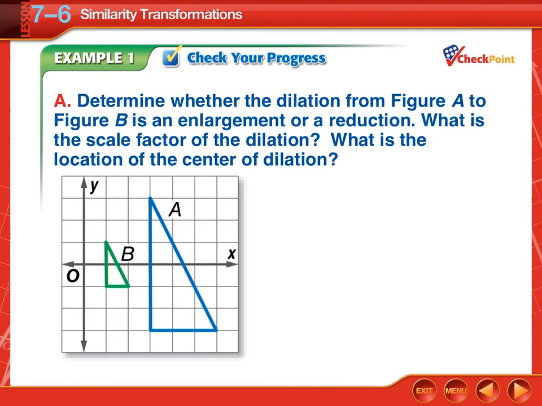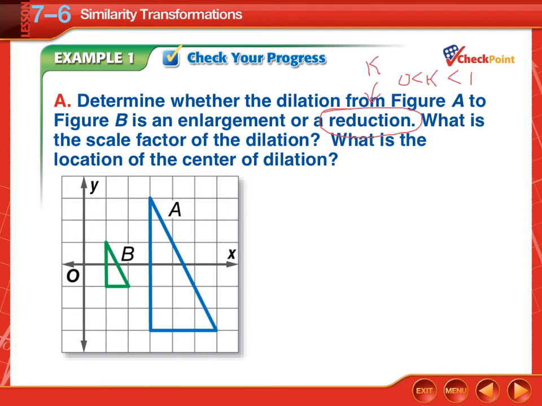Okay, so example 1a, determine whether the dilation from figure A to figure B is an enlargement or reduction. Well, going from A to B is certainly a reduction. So A is bigger than B, therefore this is a reduction. Let's look at what the scale factor of the dilation is. Well, we know for reduction, the scale factor is going to be between 0 and 1. So it's going to be greater than 0 and less than 1 for reduction.